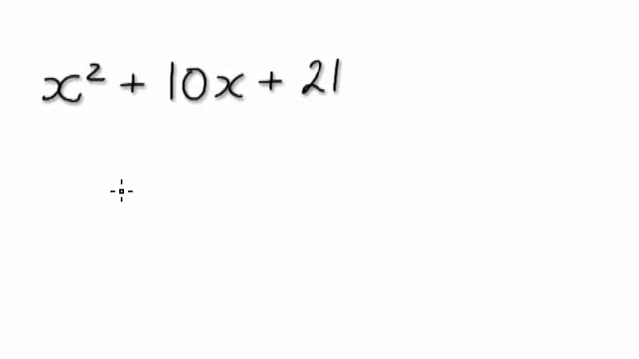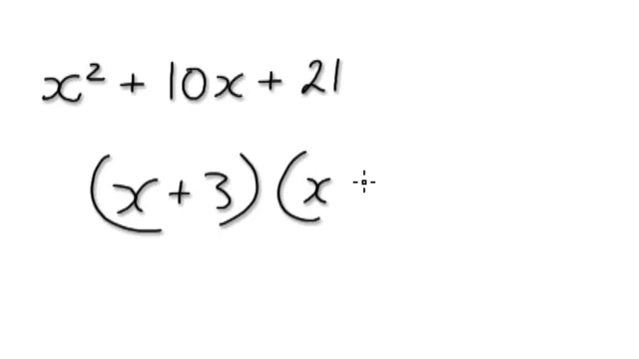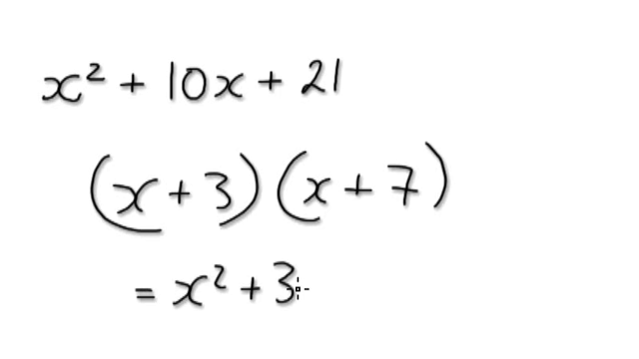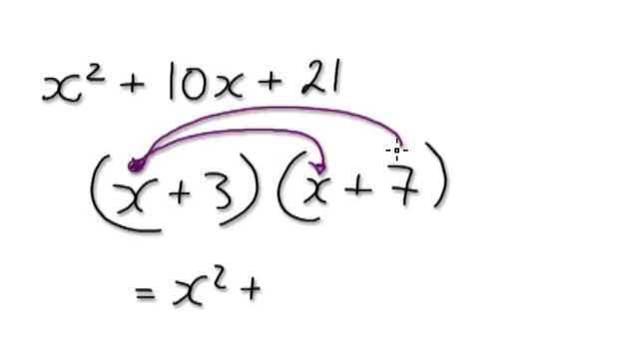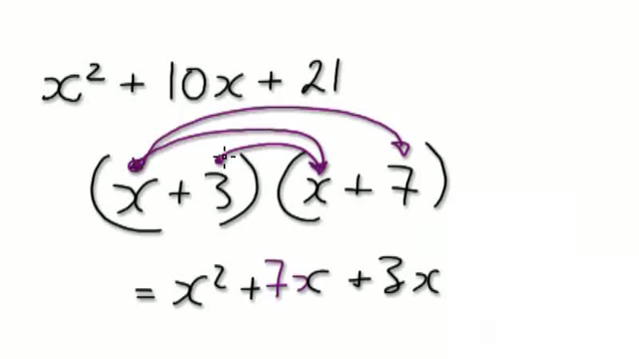Okay, so given this here, let's try x plus 3 and x plus 7. When you multiply this out, let me take this one step at a time. This times this will give you x squared. This times this will give you 7x. And then this times this will give you 3x, and then this will give you 21.